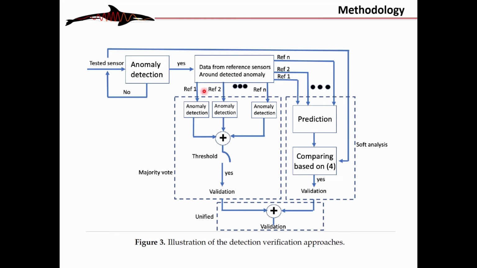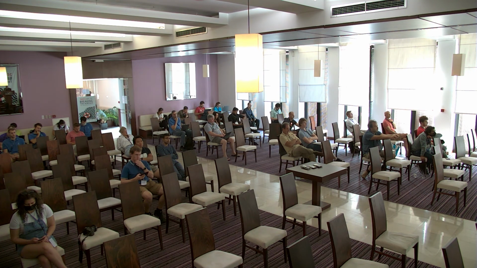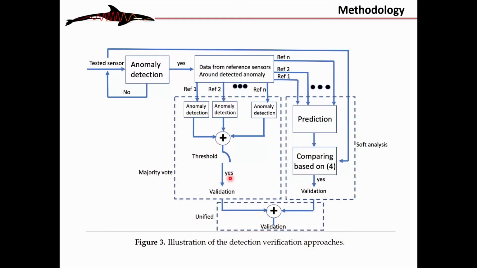And let's say we have n reference sensors. We have two options. One would be what I called majority vote. So we do the same anomaly detection to each one of the reference sensors. And then we put in a threshold, and we validate if this is indeed an anomaly or if it's real data. If something is shown also on the reference sensor, we say, okay, this is a real phenomenon.